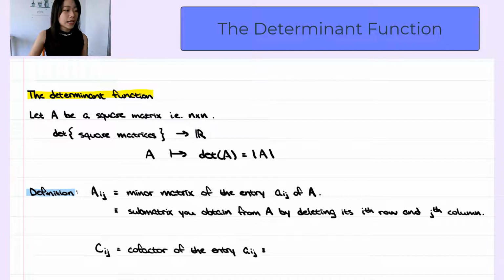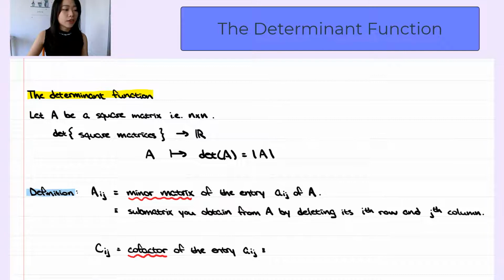The first one is the minor matrix. And we get this minor matrix by deleting the row and the column of the entry. For example, I have an entry in the second row and first column. Then the minor matrix of this entry would be the entries of matrix A after I delete the second row and the first column. The second thing we need is the cofactor of an entry.